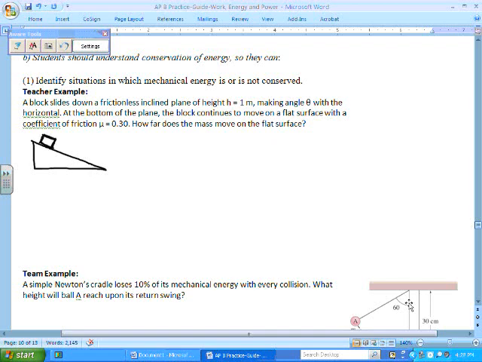Now that block is free to slide down this frictionless incline, but once it does, it's going to reach a flat surface that does have friction, and it's going to slide up until it comes to a stop. And we want to know how far will it slide.